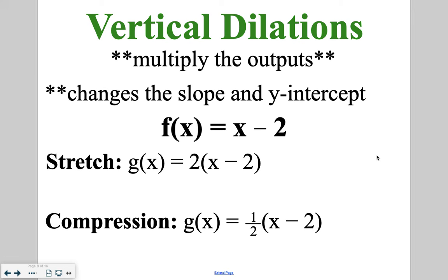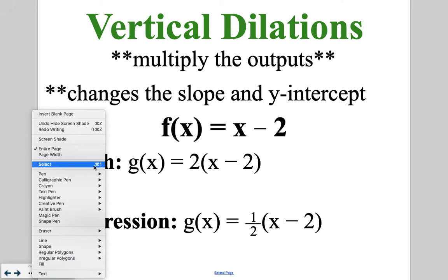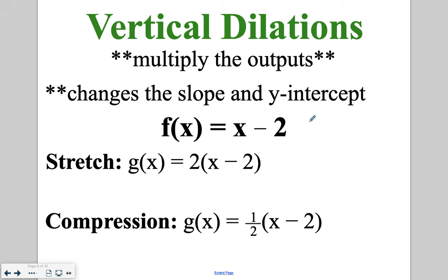This is multiplying the outputs. So this is changing the answers, changing your range. This is going to change the slope and the y-intercept. So if you're looking at y equals mx plus b, both the m and the b are going to change.